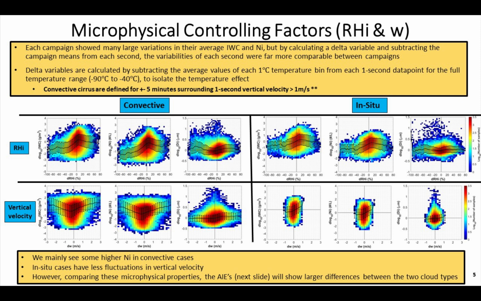However, for now, we're defining convective cirrus as plus or minus 5 minutes surrounding any 1 second vertical velocity occurrence of greater than 1 meter per second. And so in this figure below, we look at the ice microphysics restricted by RHI and vertical velocity in the second row, and also separated by convective and in situ cirrus. And so nothing too obviously sticks out that they're different between the two cloud types. However, we definitely see some higher NI in the convective cases for RHI and less fluctuations in the vertical velocity for the in situ cases.